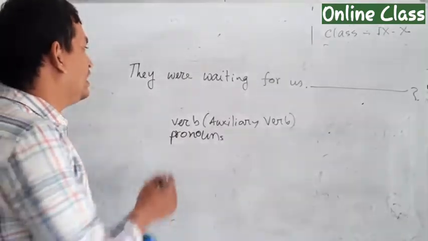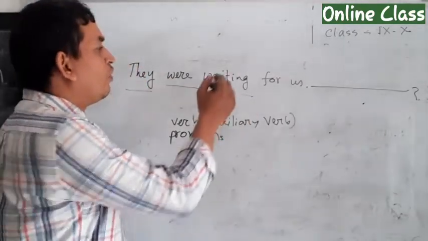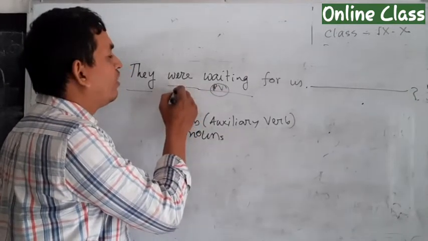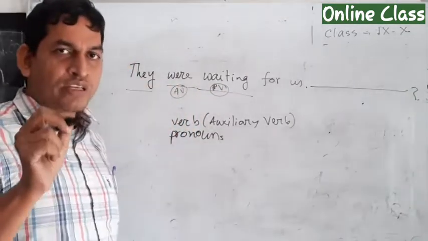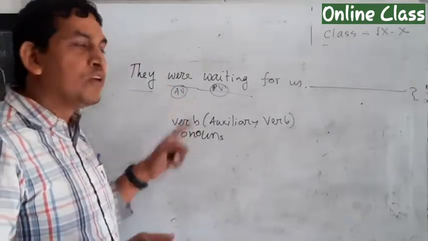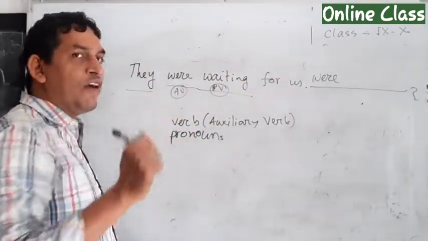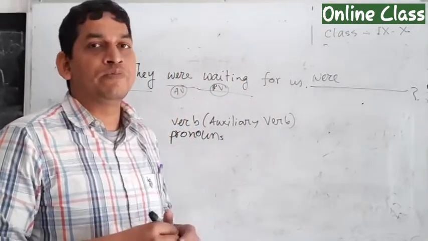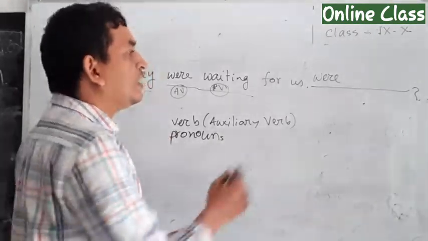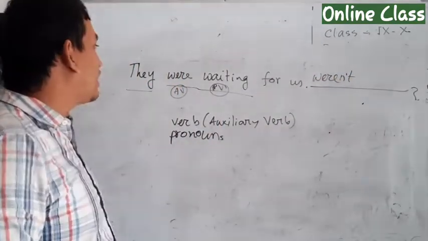Here the subject is they and the verbs are were and waiting. Here waiting is the principal verb and were is the auxiliary verb. So to make the tag question, we must use the auxiliary verb, not the principal verb. Here the auxiliary verb is were, so we must write were. And this sentence is affirmative, so we must use a negative tag. That is, we have to use not after the auxiliary verb. So we must use weren't.